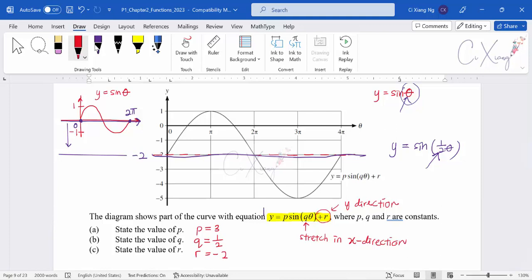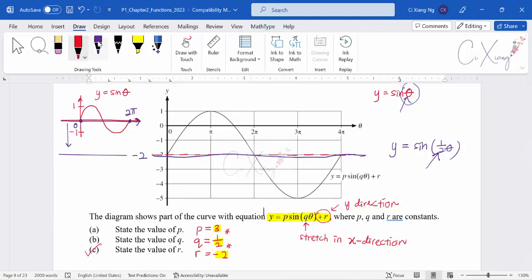So this is how we solve all the questions, by comparing the graph after transformation and also the original graph for y equals sine theta. Okay, so make sure that you understand how all the transformations will affect your graph. All right, so for the third part, part C here, some students might ask, why do I take the symmetry line, the x-axis or y equals to 0, as a reference line?